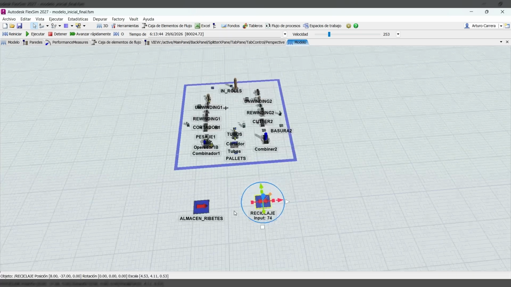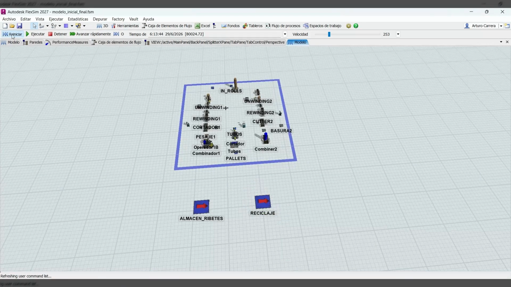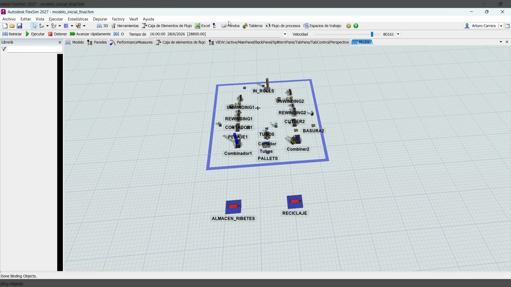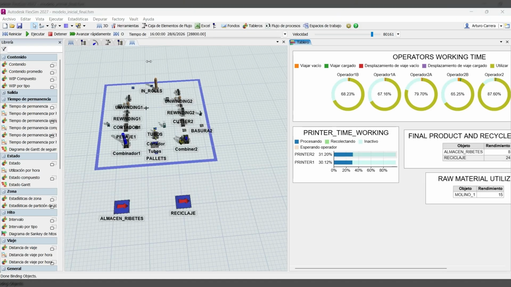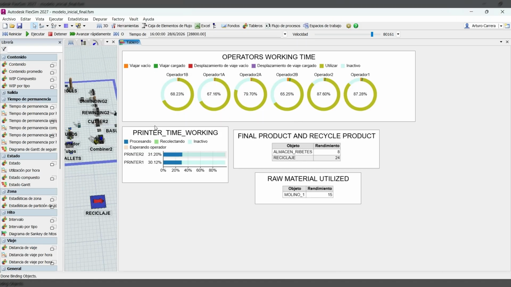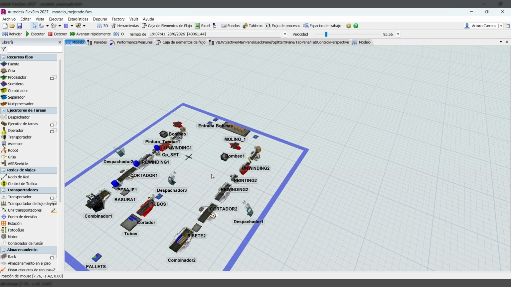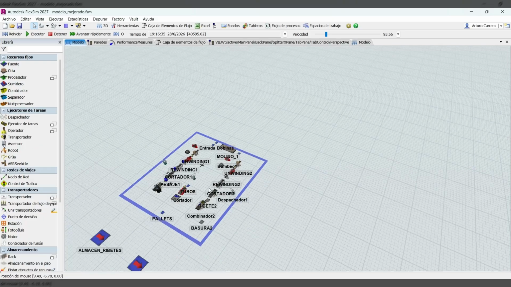The conclusion is that operators' utilization ranges from 65 to 88 percent. During the simulation, 15 paper rolls were processed, producing 8 finished pallets and 24 ribs as rejected products. These results represent the current production performance and would be compared with the improved simulation, for the future investment and with the justified numbers of the production.